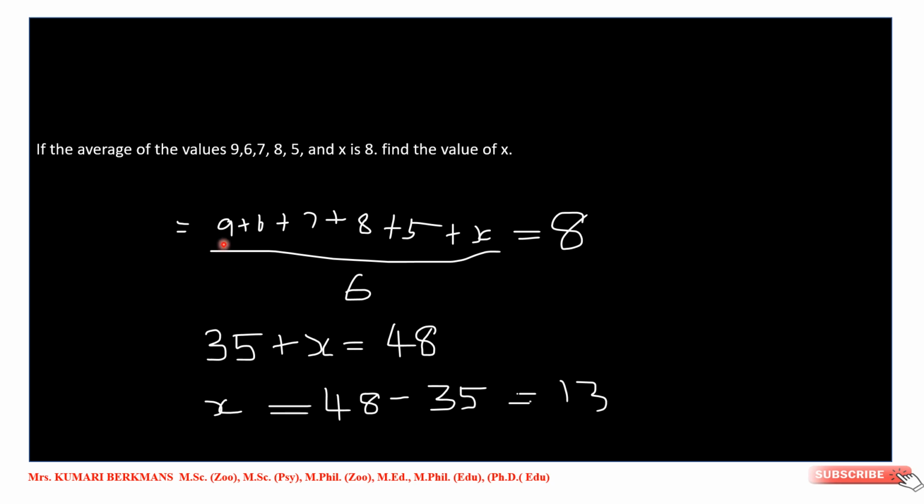Let us take the addition: 9 plus 6 plus 7 plus 8 plus 5 is equal to 35, and plus x. Now the 6 goes to the other side, so 8 into 6 is 48. Now let us find out x. x is equal to 48 minus 35, which is equal to 13. So the value of x is 13.